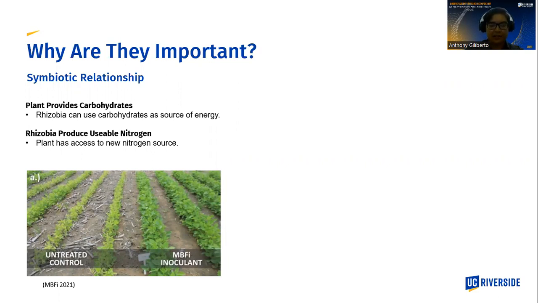Looking at the picture, you can see how plants inoculated with rhizobia are far more developed and better off than those that aren't. This is because they can capitalize on that extra source of nitrogen that other plants aren't necessarily able to tap into.